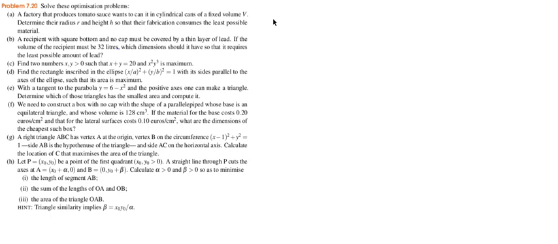So the first part, part A. A factory that produces tomato sauce wants to can it in cylindrical cans. Okay, so let's see. Cylindrical cans, of fixed volume V. Determine the radius R and height H, so that their fabrication consumes the least possible material.